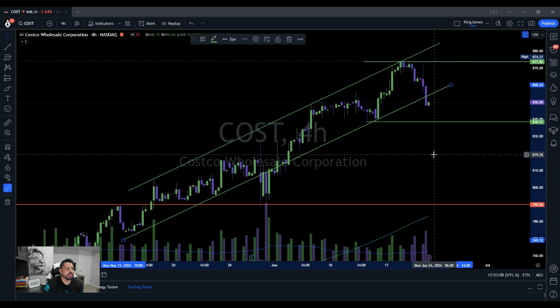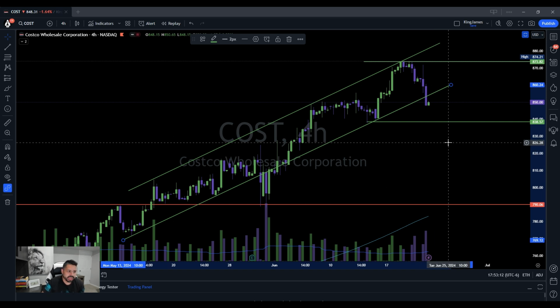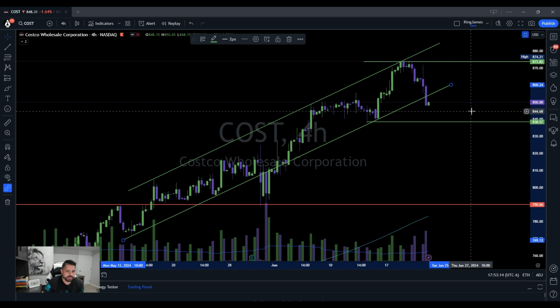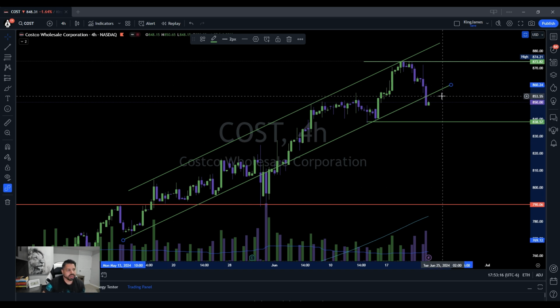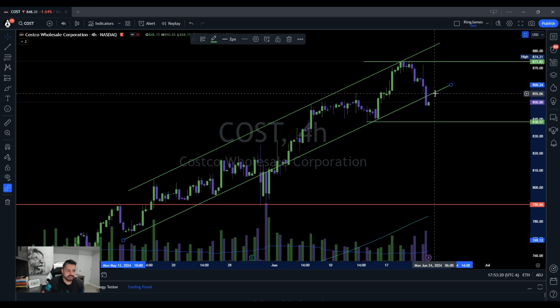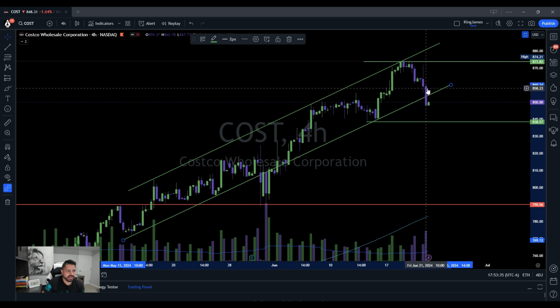Right now, it looks to be a short setup, and come Monday, I'm going to be looking for an entry to short it. Like I said, it should retest. That will be a great entry if it so happens that I catch Costco during the day retesting this line. That would be my entry, and then I'd use this candle here as my stop loss.